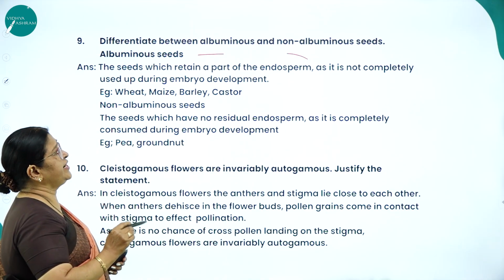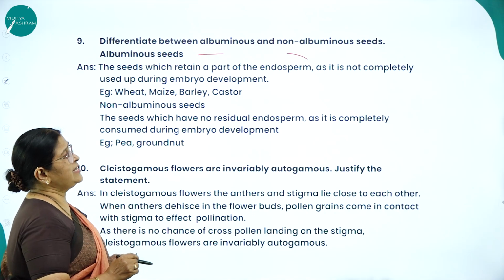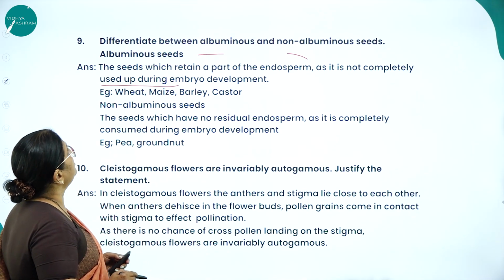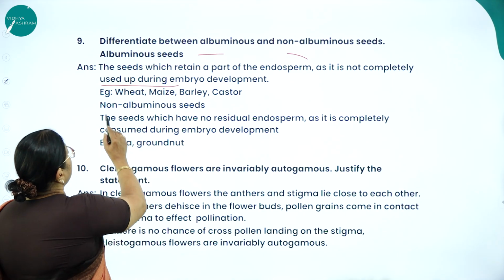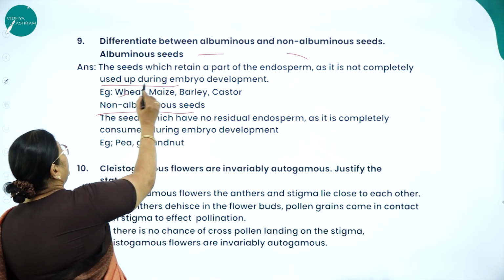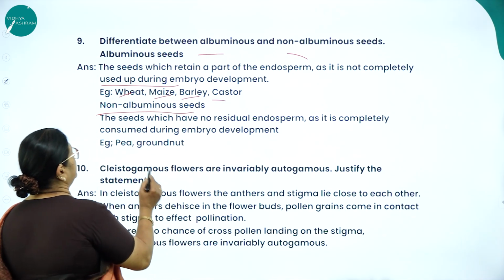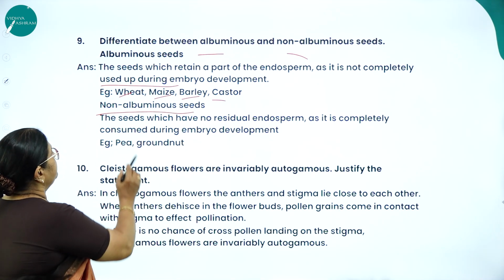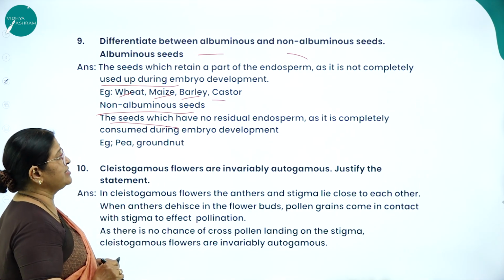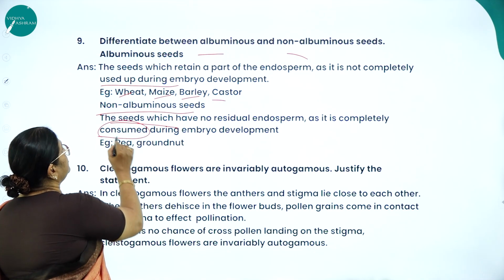The seeds which retain a part of endosperm, as it is not completely used up during embryo development, are called albuminous seeds. Then non-albuminous, what are the examples you are going to give for albuminous seeds? Wheat, maize, barley and castor. Non-albuminous seeds are the seeds which have no residual endosperm as it is completely consumed.